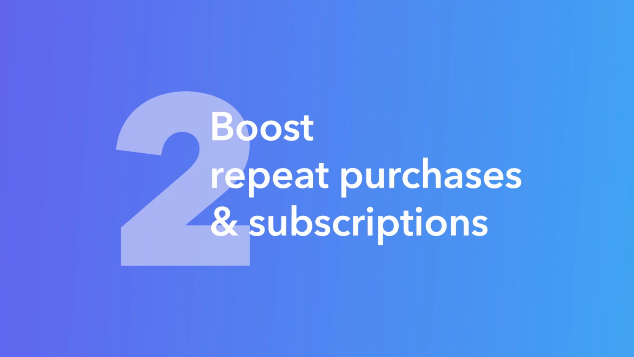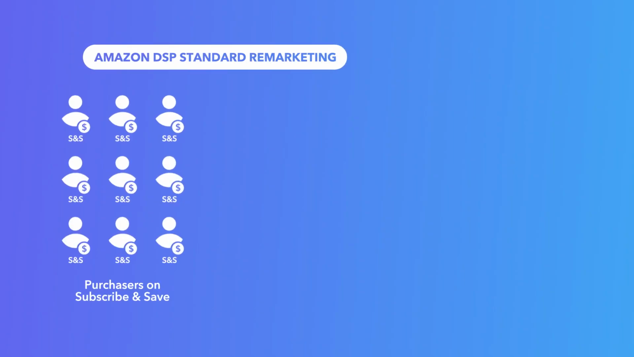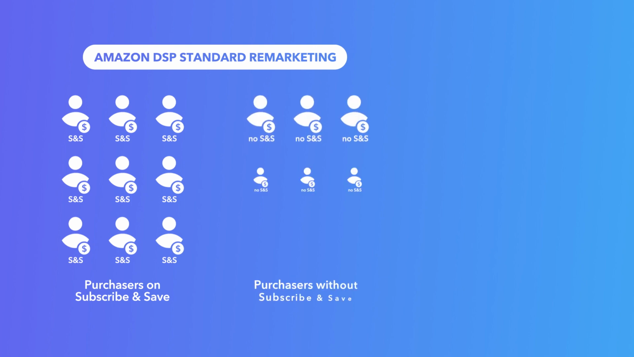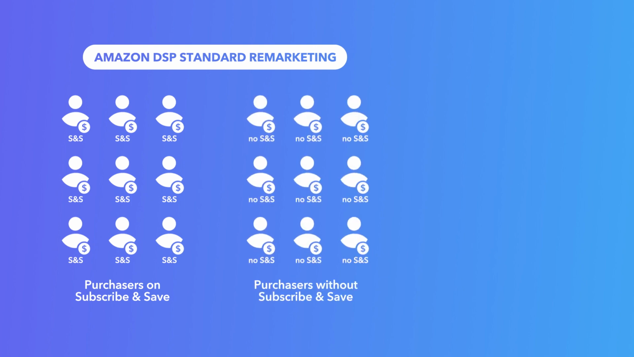2. Boost repeat purchases and subscriptions. For brands looking to increase repeat purchases, the ability to identify high-intent audiences who have made a purchase but haven't activated subscribe and save is a total game changer. Standard remarketing with the Amazon DSP will capture users that are already using subscribe and save for your product, or those who have bought your product once, even though enough time has passed to justify a repeat purchase.